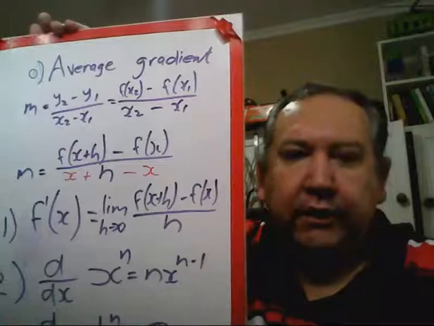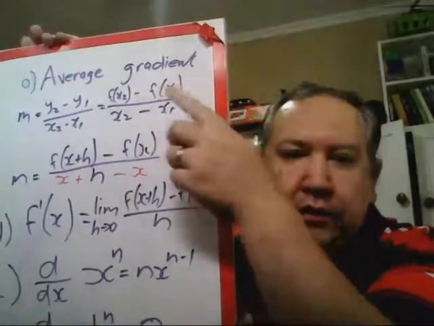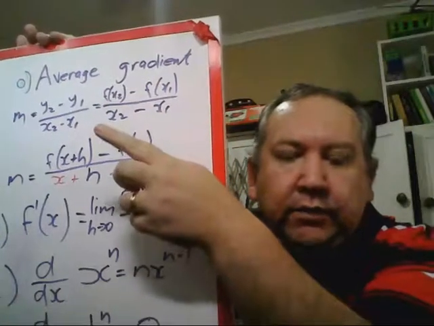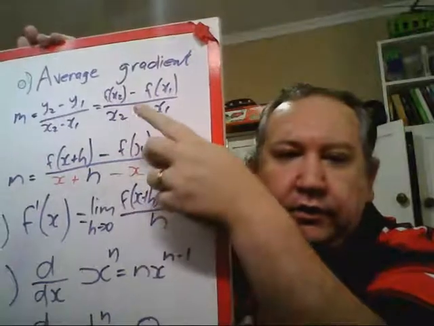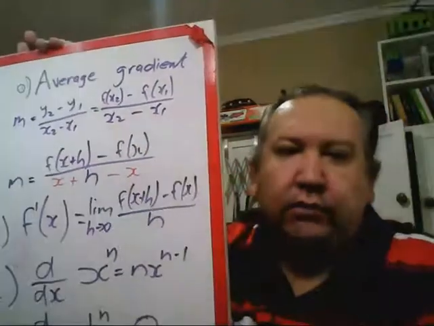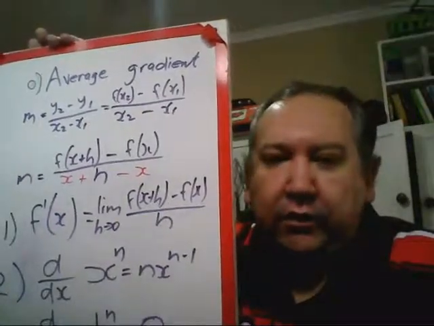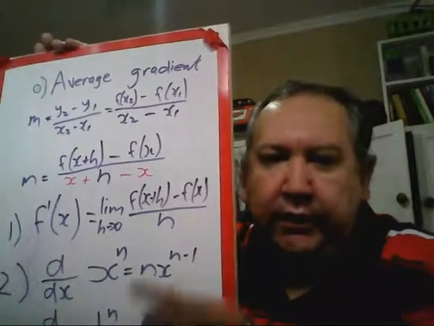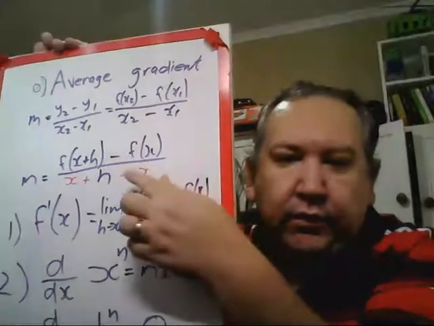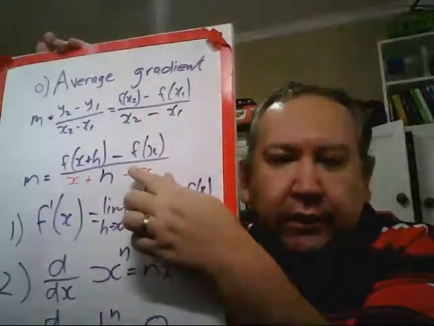So you're all happy that the gradient of a straight line is m, which is y2 minus y1 over x2 minus x1, which we can write as f at x2 minus f at x1 over x2 minus x1. Now if we make x2 x plus h and we make x1 x, we get the following. You can see that we will be left with h only. But this is still an average gradient.